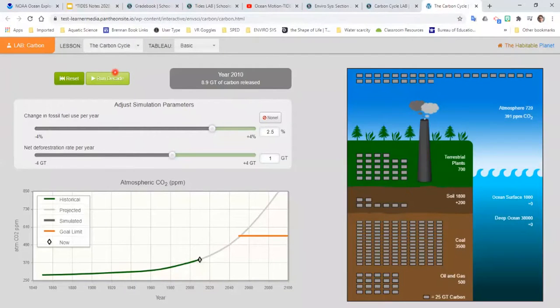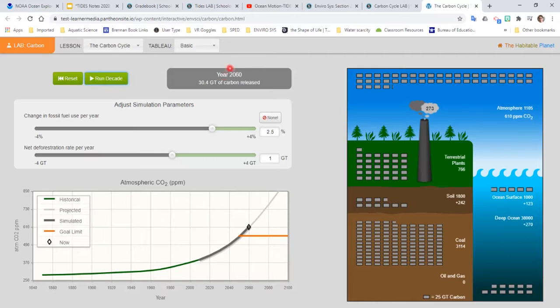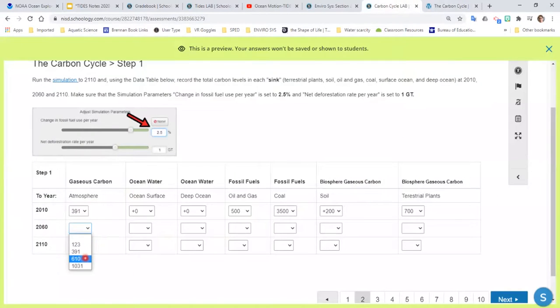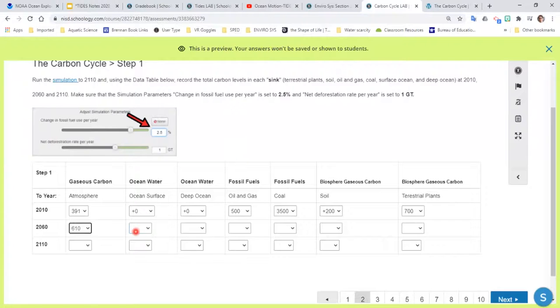All right. So here we're going to run it a decade, and we want to go to year 2060. We're following along this trajectory because we haven't changed anything. This is looking to see what's coming up. Atmosphere went up to 610. Ocean surface has absorbed 123 parts per million extra of carbon dioxide.